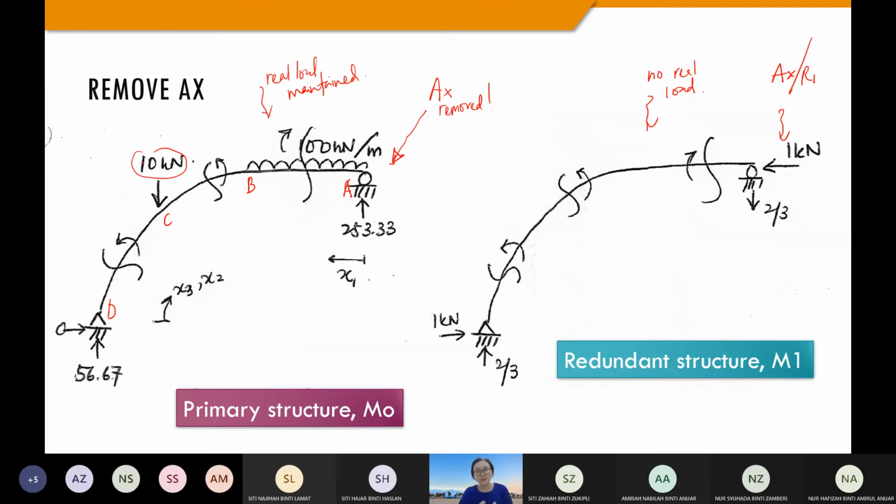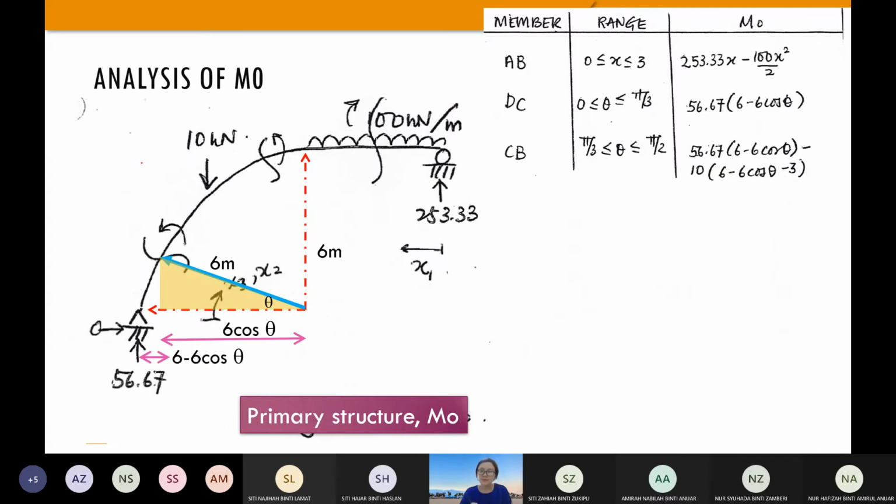You determine your support reactions, then we can start to get the bending function. So I will show you now how to get the bending function for M0 and M1. For M0, let's say I want to start with this cut section 1-1. I can draw my free body diagram for this cut section 1-1.